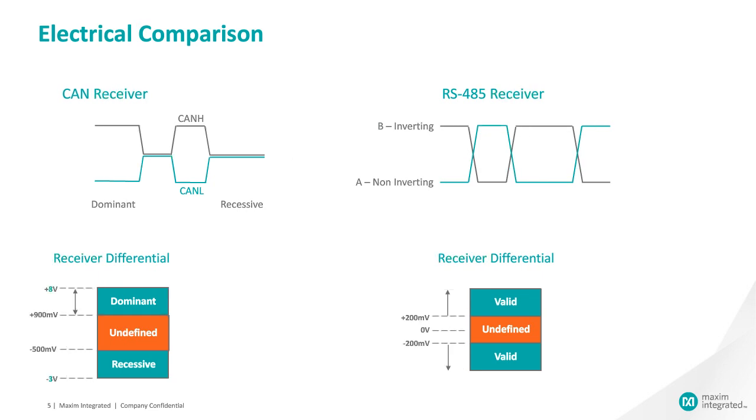Now, if you were to look on the receive side, on the CAN transceiver, you can see that there is noise margin built in for both the CAN and 485, but basically to be interpreted as a dominant node, it needs to be above 900 millivolts and below 8 volts. On the recessive side, it's got to be lower than minus 500 millivolts and above minus 3 volts. Anywhere in between is considered undefined. And then on the 485 side, you just need to be outside of that plus or minus 200 millivolt window in order to be considered valid.